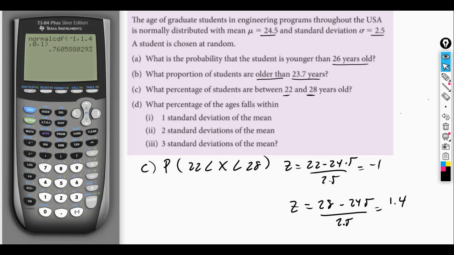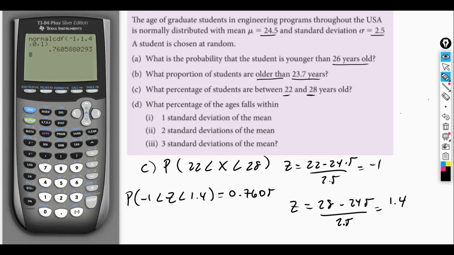We get then that the probability that z is between -1 and 1.4 is 0.7605, or 76.05%.